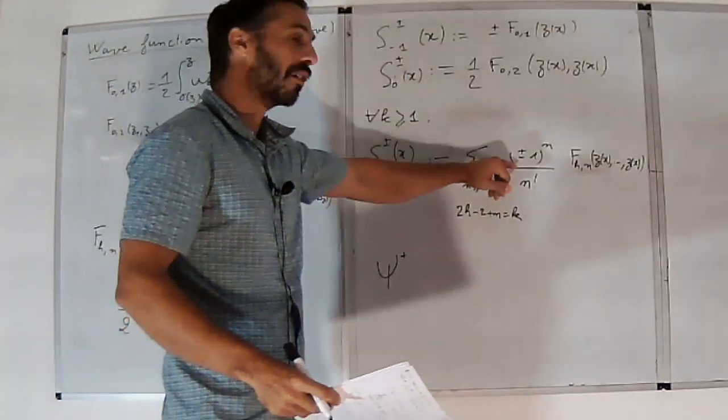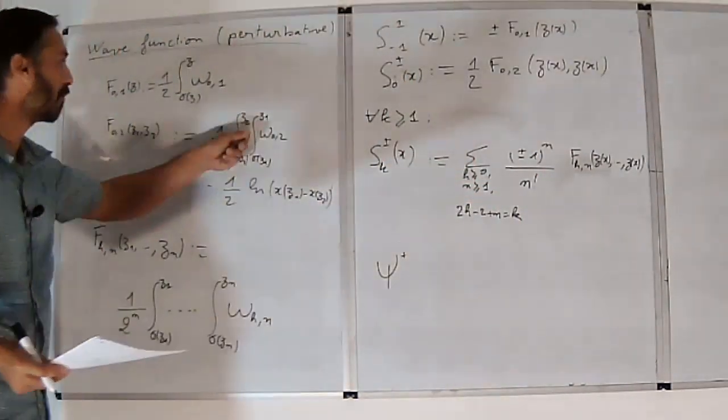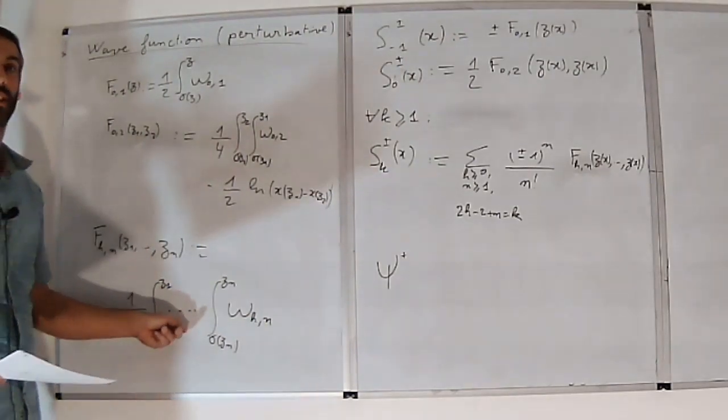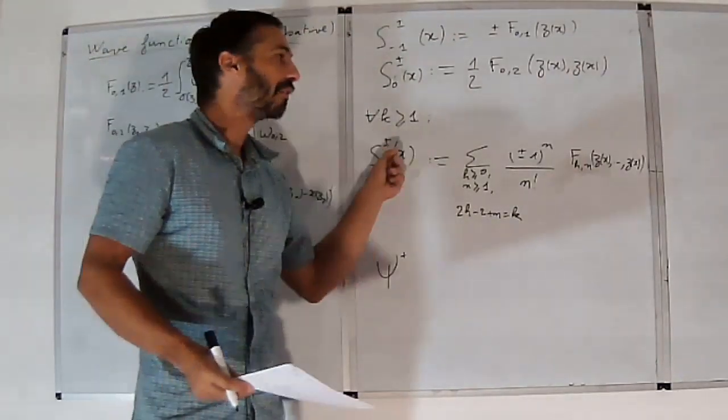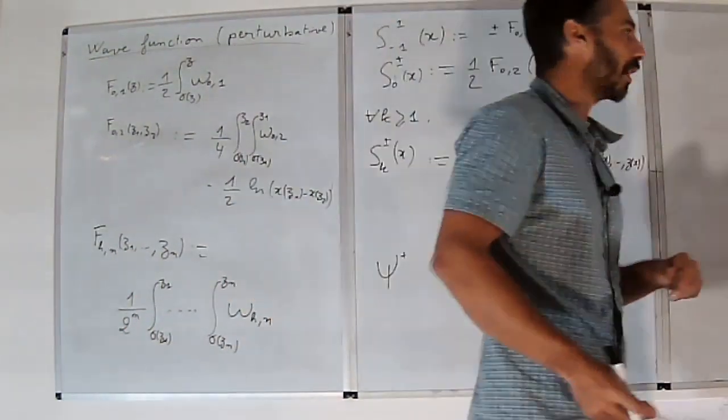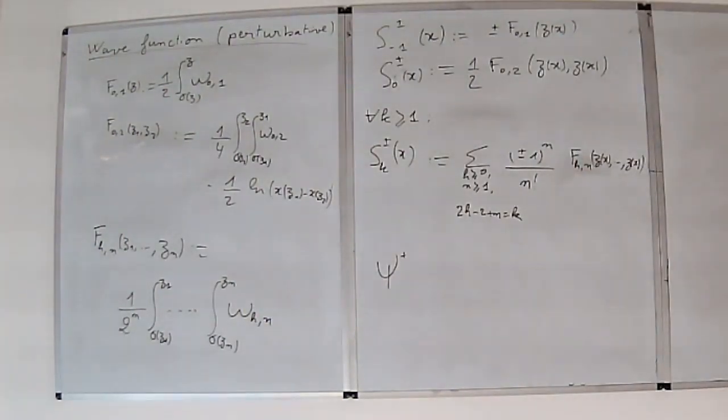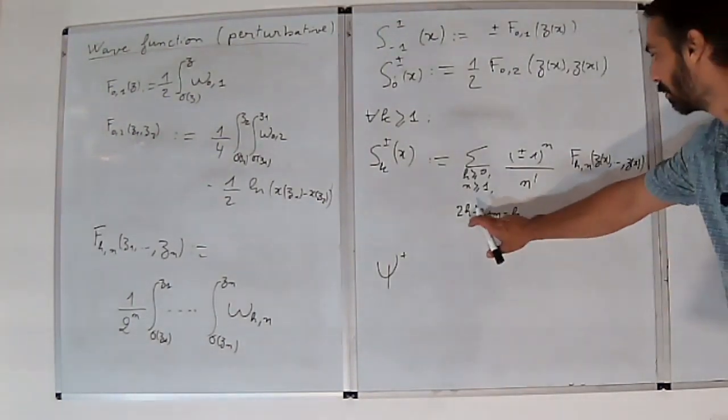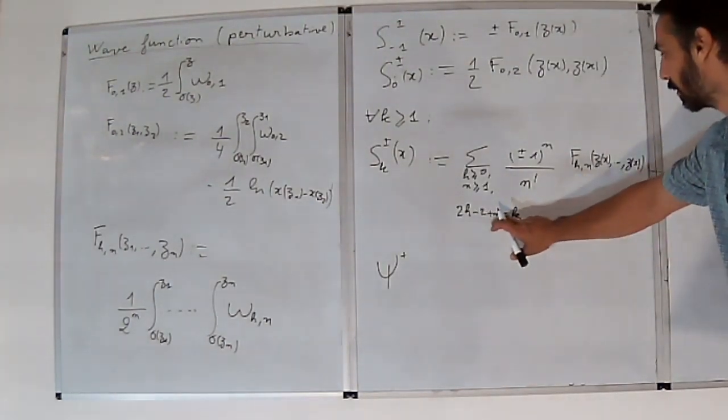So yeah, as we've seen here, it's exactly the same thing. This plus and minus just amounts to choosing a different labeling, if you wish. 2k minus 2 plus n positive, right? Sorry? 2h minus 2 plus n greater or equal than 0.